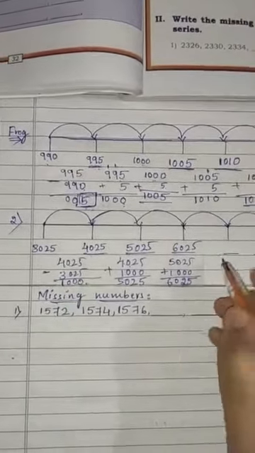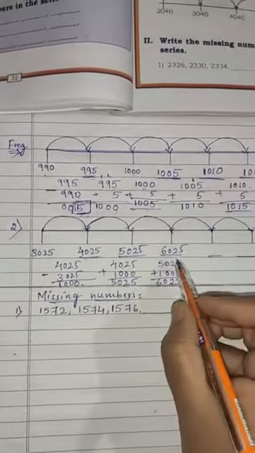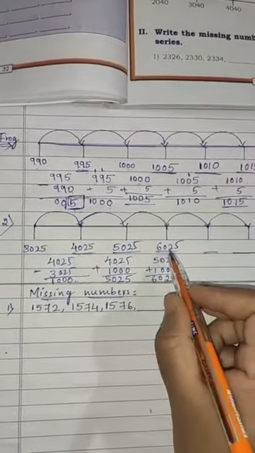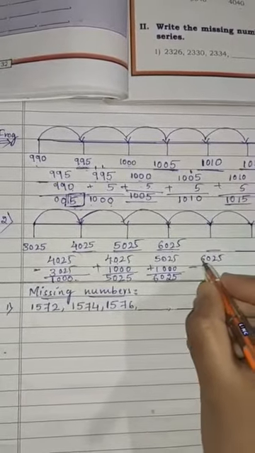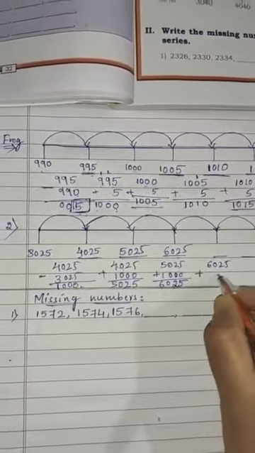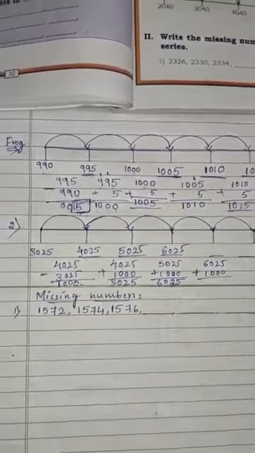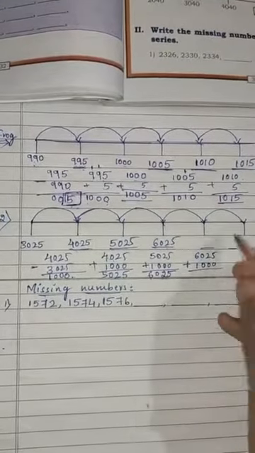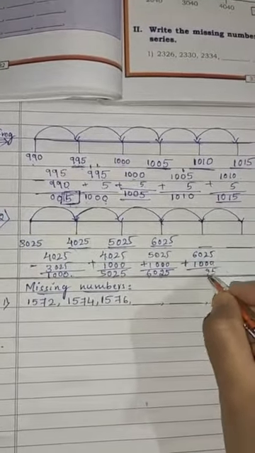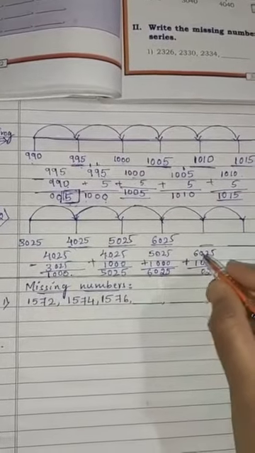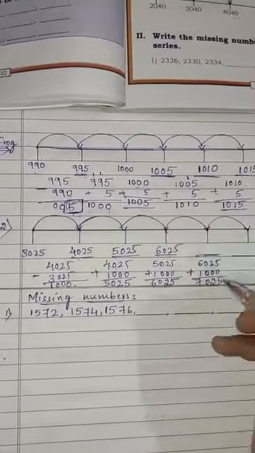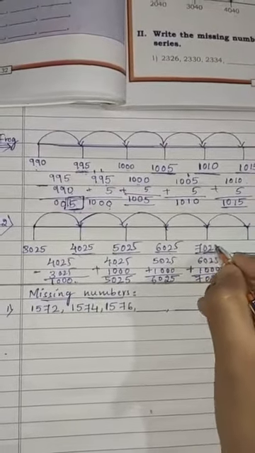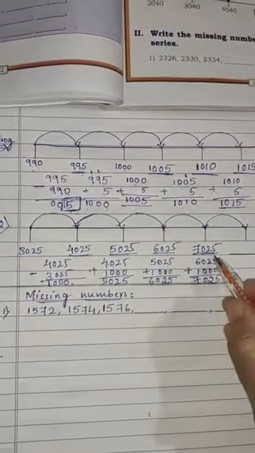6025. Now again what we have to do? Yes, we have to add 1000 to this number. So let us add it. 6025 plus 1000. So 5 plus 0 is 5. 2 plus 0 is 2. 0 plus 0 is 0. 6 plus 1 is 7. Right? So let us write the answer here. 7025.